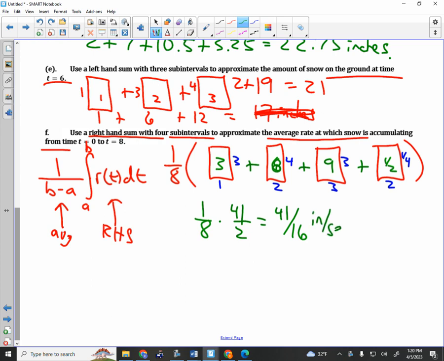Inches per second. It's inches per hour. I just read it wrong. Hour.